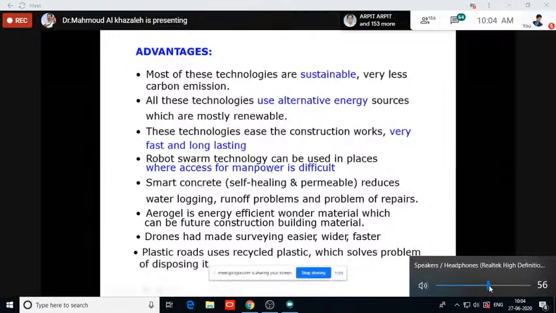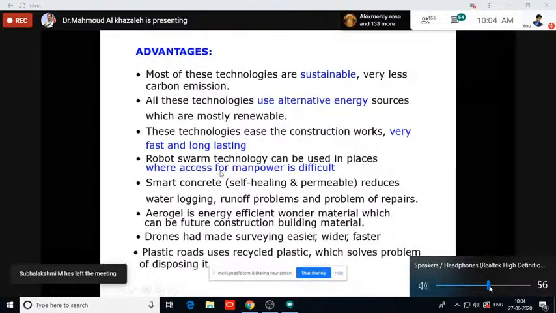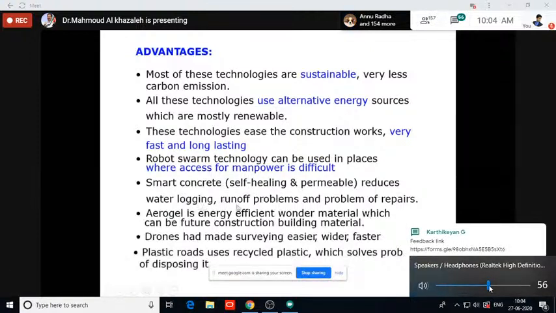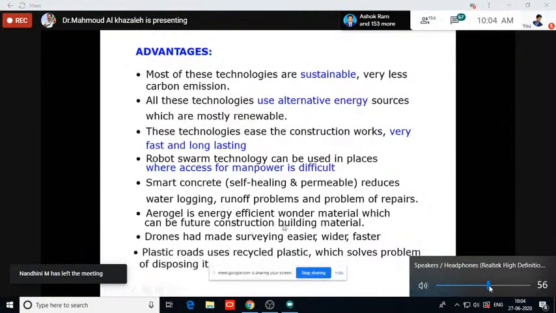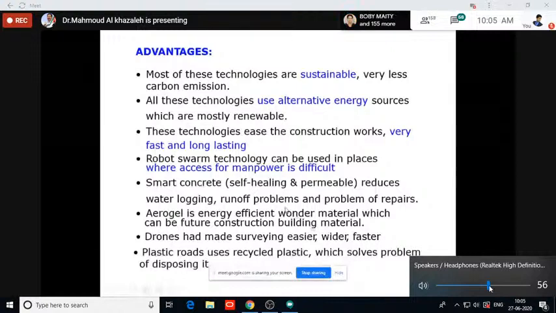So robots can work on any site where the laborers, the civil engineers, cannot work because the place is very dangerous. So robotics and remote control can be used. Smart self-healing concrete reduces water logging. And aerogel is used today, but it is only beginning as research. And drones have made surveying easier today. Plastic roads, even, which solve problems.